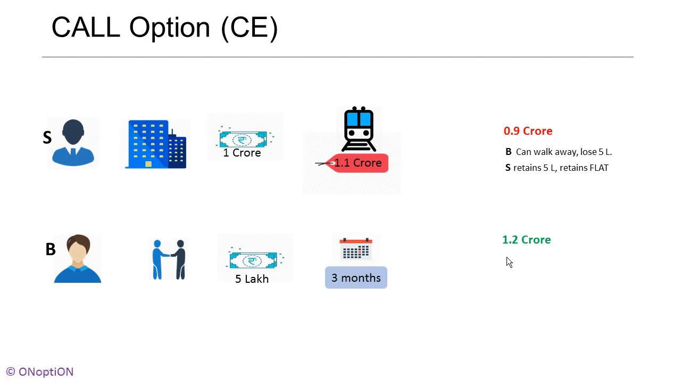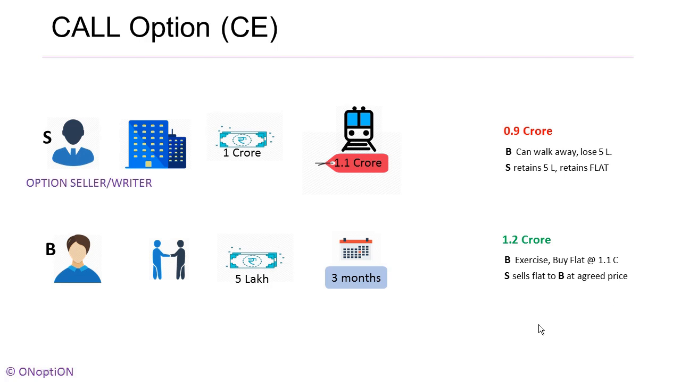So the apartment price has shot up to 1.2 crore. In this case, B would be very happy to exercise his contract. That means he will buy the flat, but he would get it at 1.1 crore because the agreement price was 1.1 crore here. So the person is supposed to sell the flat to B at the agreed price.